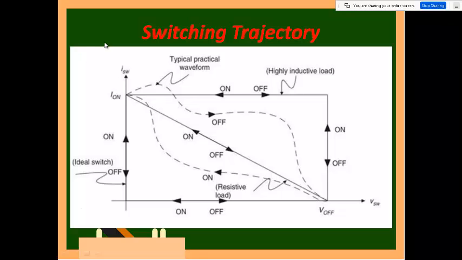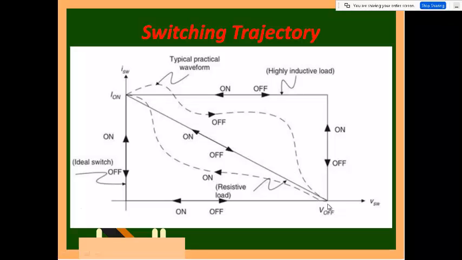But in a typical practical waveform, if I say off here, the current will go to an overshoot, then it will start to decrease. Suddenly I cannot make the current 0. I think you all know, in a practical circuit where there is an inductor and capacitor, if I suddenly turn off, the current will not go to 0 directly. There will be an overshoot in current, and then the current waveform will slowly come to 0.